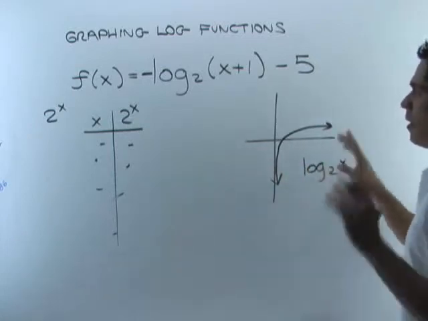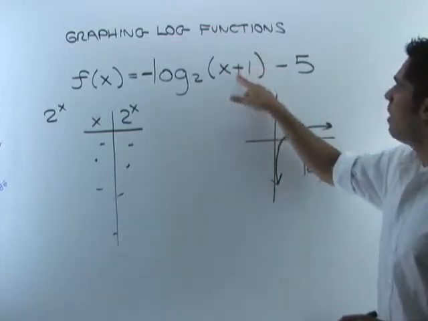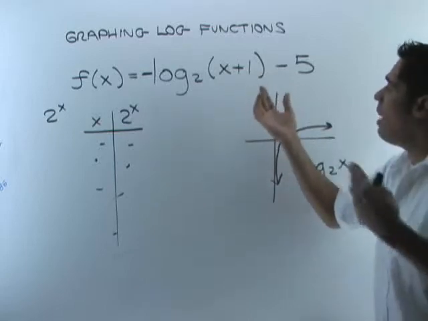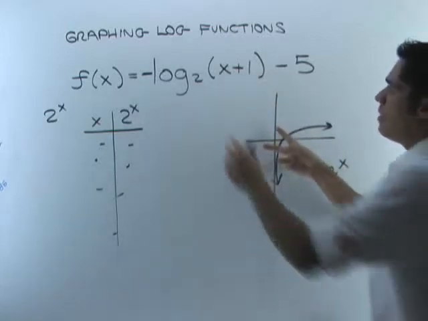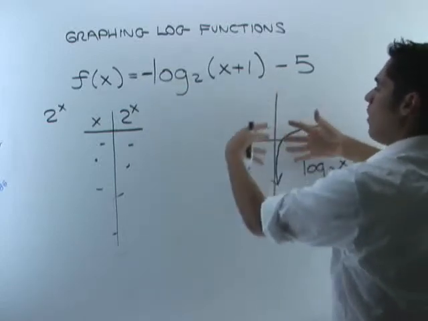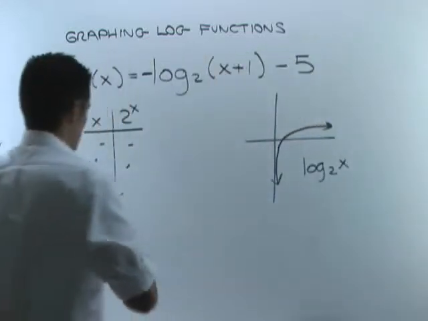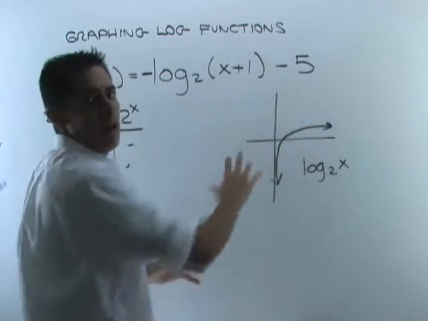But now what you would do is say, I'm going to take that and do some shifts. Remember, if you add a number inside with x, that's a left or right shift. You go opposite of what you think. So you're going to take this picture and move it to the right one. Then you will reflect it over the x-axis, and then the whole thing gets moved down 5. So that's how you can still use this little technique to come up with your general picture and then just move it around wherever you need to.